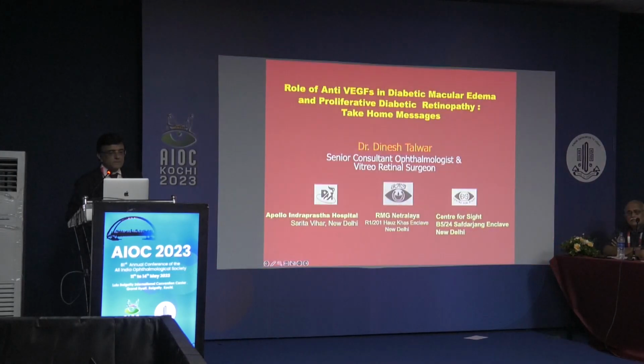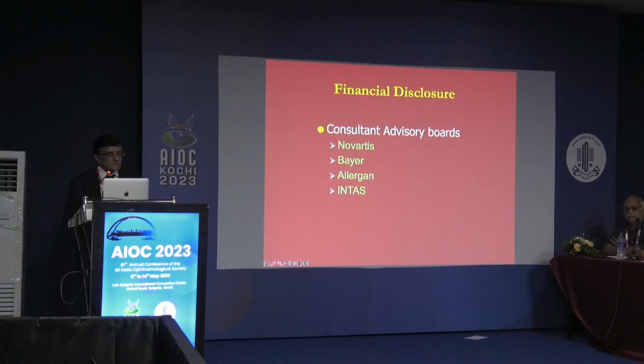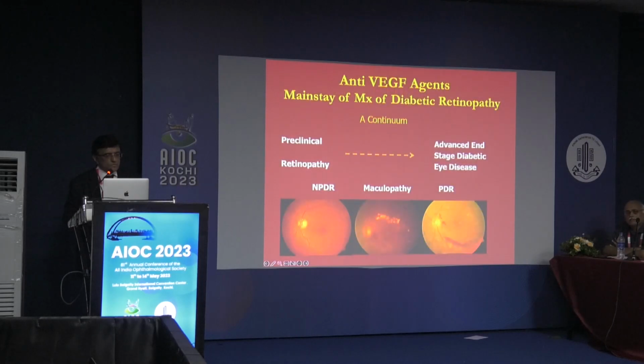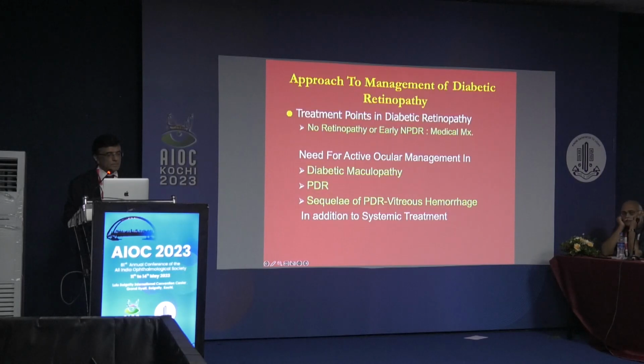Dr. Dinesh was presenting on the role of anti-VEGFs in diabetic macular edema and proliferative diabetic maculopathy. There are 11 take-home messages. So this is what we know, that there is NPDR, maculopathy, and proliferative diabetic retinopathy, and the approach to the patient is that if we do not have a retinopathy or an early NPDR, we must do a medical treatment. If you have a diabetic maculopathy or PDR, we have to treat these patients medically by intravitreal injections.